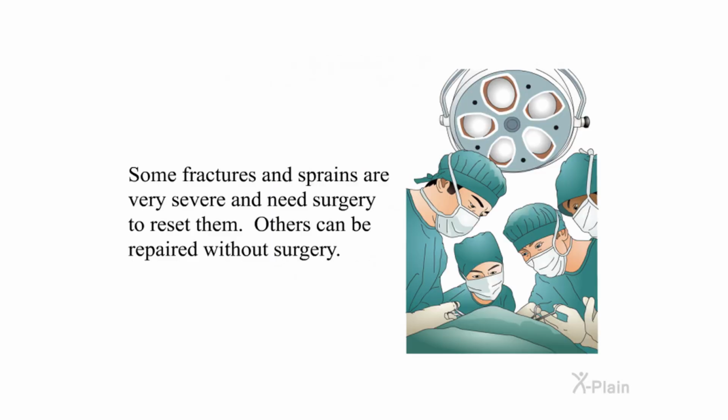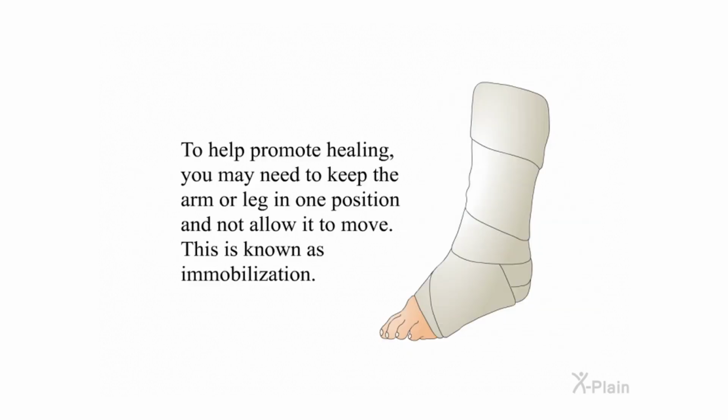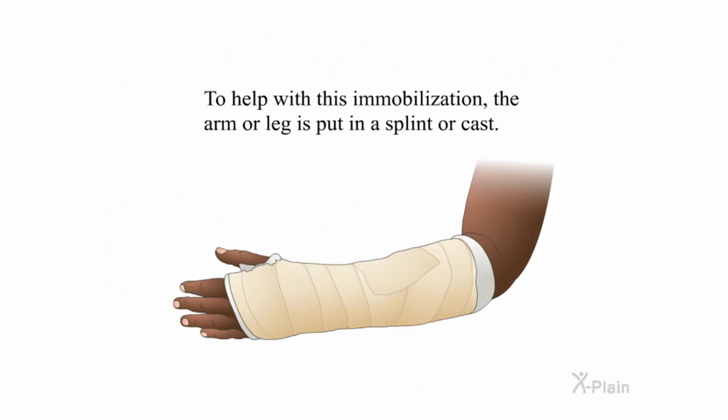Treatment. Some fractures and sprains are very severe and need surgery to reset them. Others can be repaired without surgery. To help promote healing, you may need to keep the arm or leg in one position and not allow it to move. This is known as immobilization. To help with this immobilization, the arm or leg is put in a splint or cast.